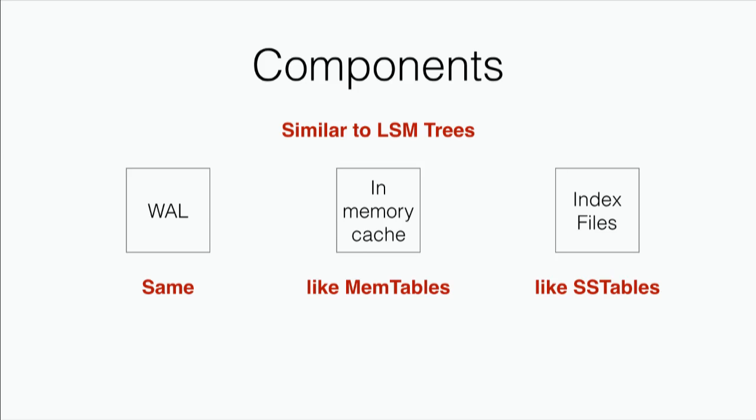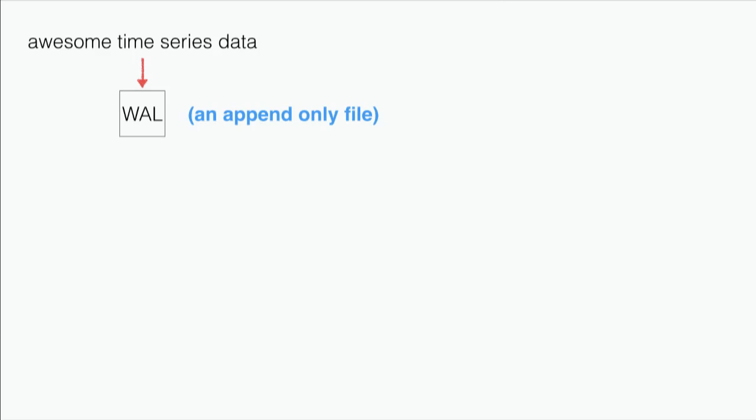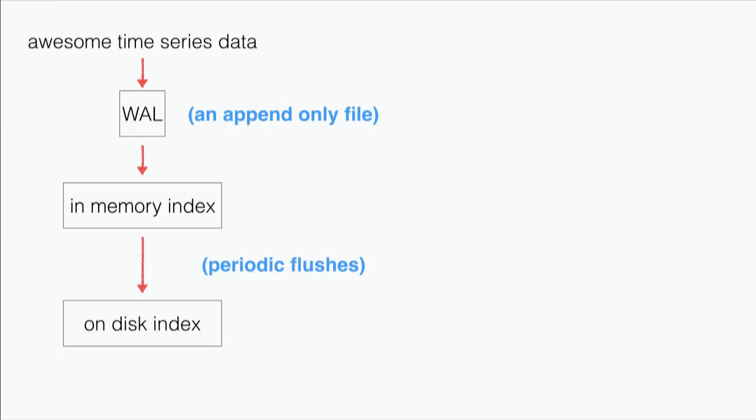So going through this, say we have awesome time series data that we're writing in. We write it to the WAL, and we also write it to the in-memory index. Once the WAL is fsynced, we return a response back to the client. So we know that the data is durable at this point. And then periodically, we will flush the in-memory index into an on-disk index, which is actually what we call TSM files, right? Those are like the SS tables.